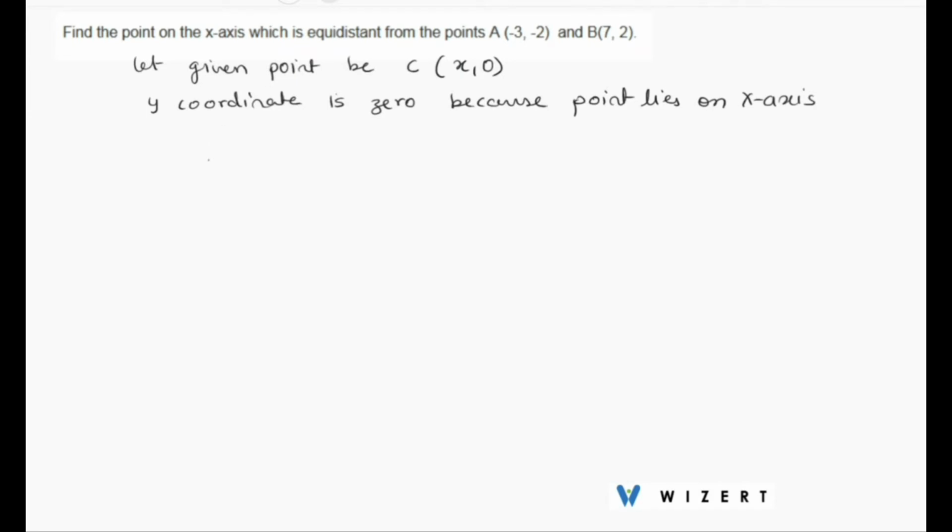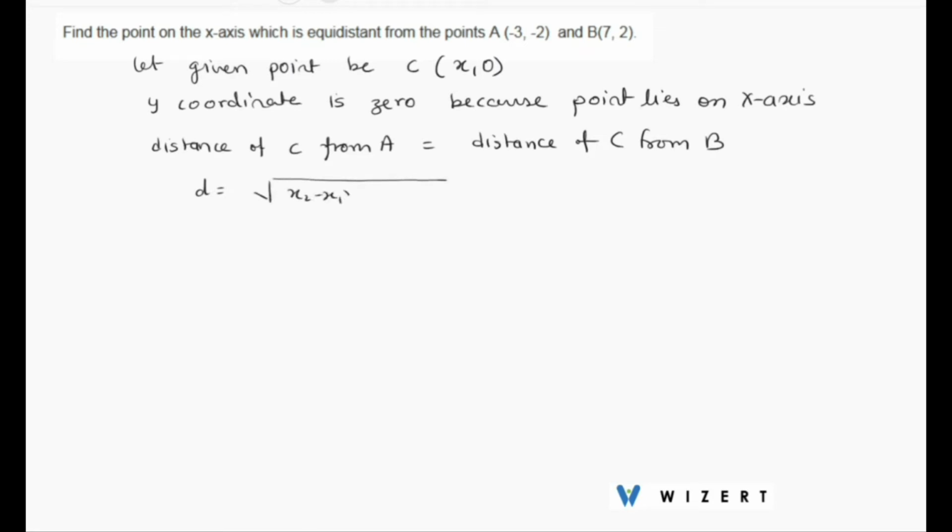So if we take distance, the distance of C from A is equal to the distance of C from B. We know the distance formula is d equals under root of (x2 minus x1) whole square plus (y2 minus y1) whole square. This is the distance formula where (x1, y1) and (x2, y2) are two points.